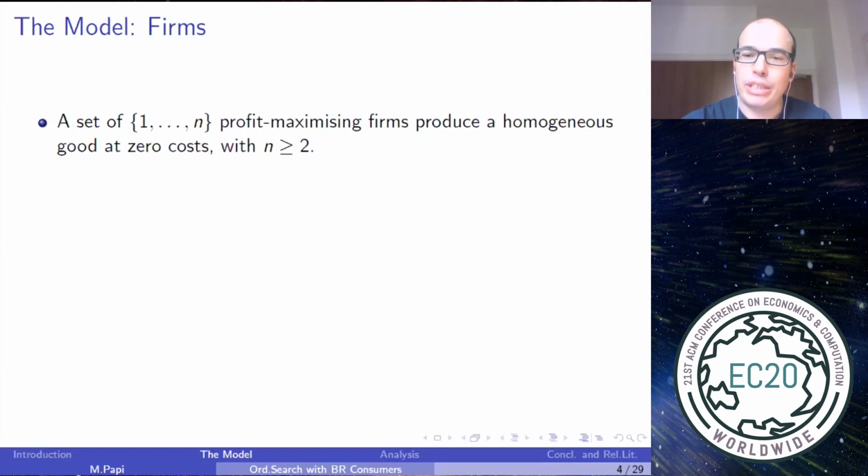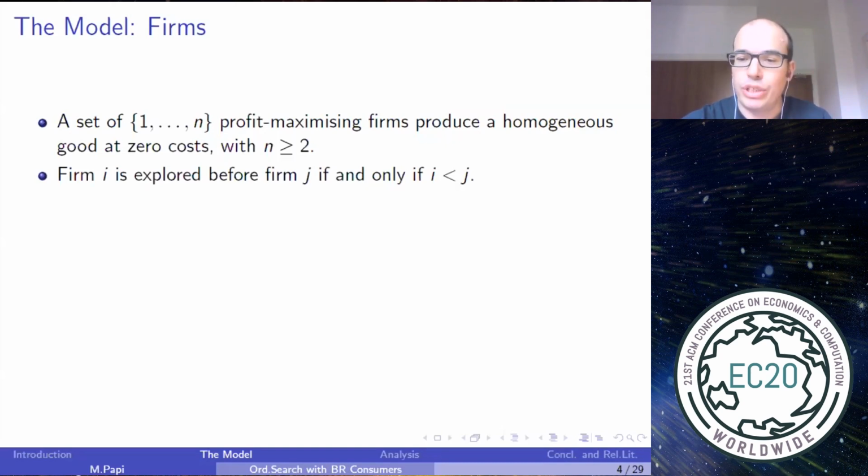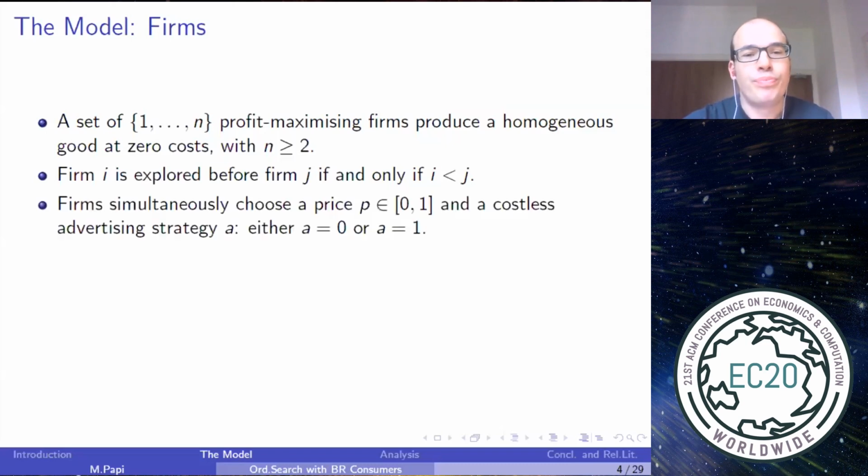A set of n profit-maximizing firms produce a homogeneous good at zero costs. Order search is specified as follows. Firm i is explored before firm j if and only if i is smaller than j. So firm 1 is the prominent firm, explored first, and so on and so forth. In terms of firms' decision variables, firms are assumed to simultaneously choose a price from the unit interval and a costless advertising strategy A. For notational simplicity, advertising A can be either equal to 0 or equal to 1, or we can interpret A equal to 0 as no advertising and A equal to 1 as advertising.